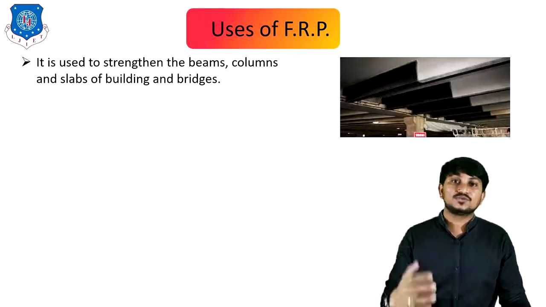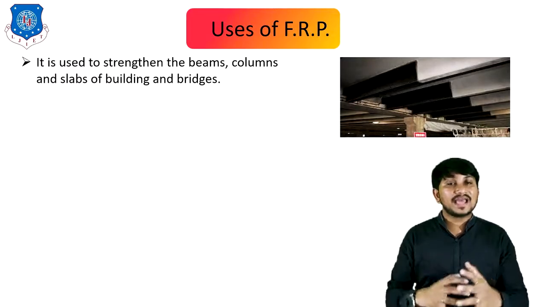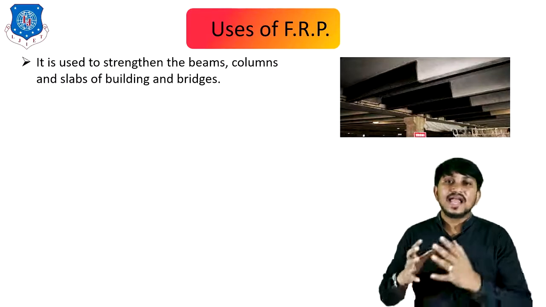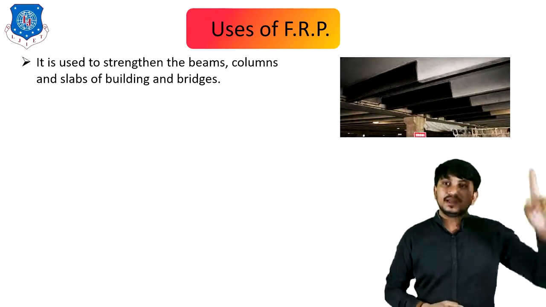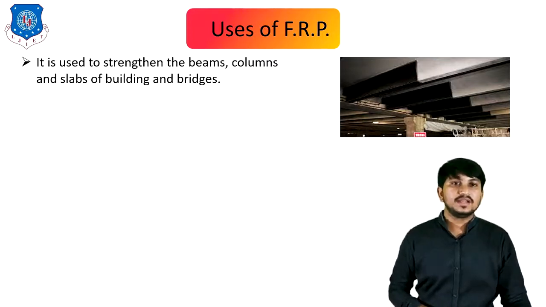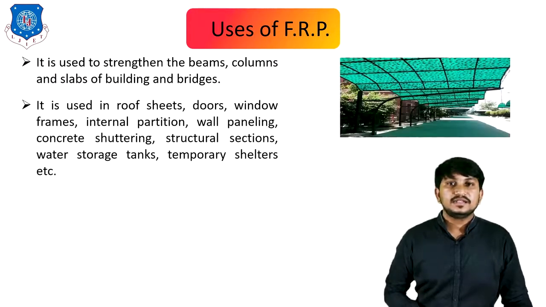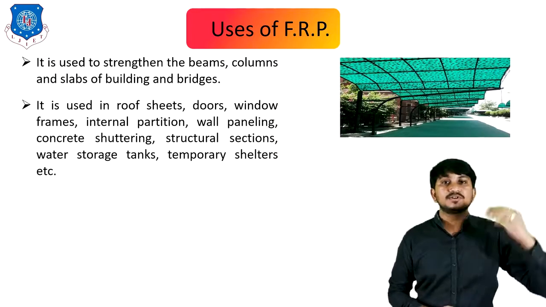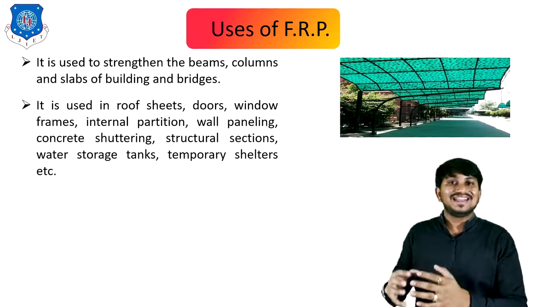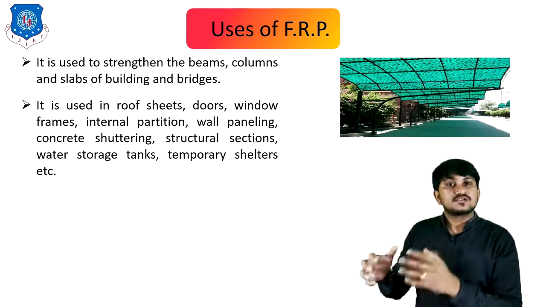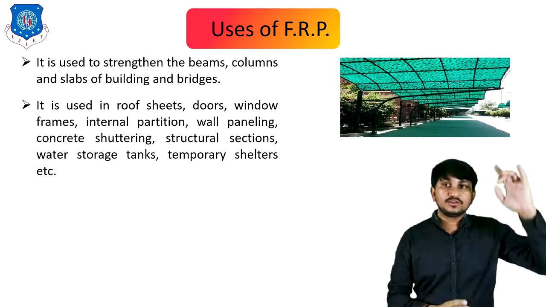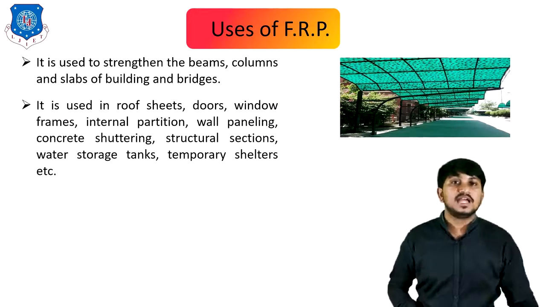It is generally used to strengthen or to repair or to rehabilitate the beams, columns and slabs of the building as well as for bridges. Okay, here you can clearly see the black sheet is of FRP. Okay, it is also used in roof sheets, doors, windows, frames, internal partition, wall paneling, concrete shuttering, structural section, water storage tanks, temporary shelters, etc. Here you can clearly see the green sheet is of FRP.